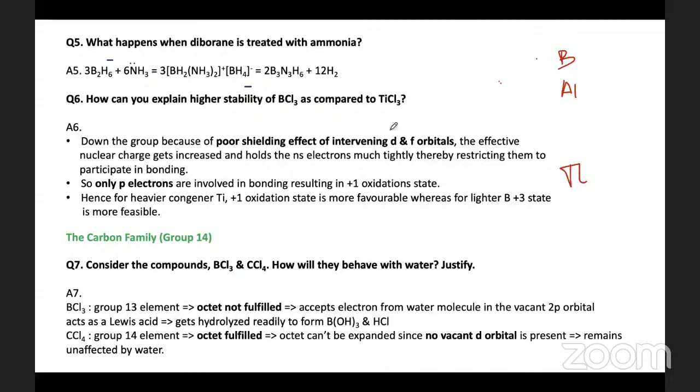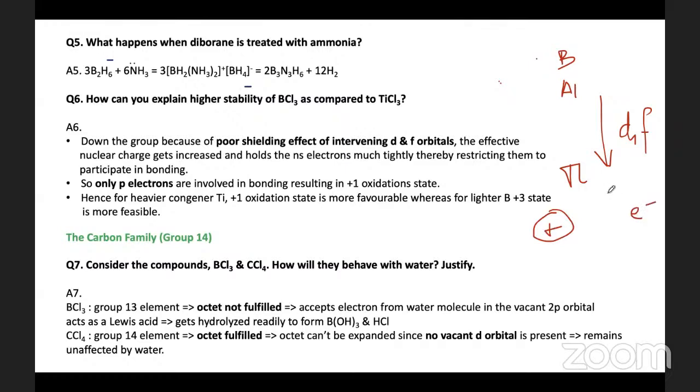So here, down the group, because of the poor shielding effect of the intervening d and f orbitals. Whenever we go down the group, d orbitals come into the picture, f orbitals also come into the picture. And we all know the shielding effect of d and f orbitals is very small. They cannot shield. That's why the effective nucleus exerts more pull on the electrons. So we have this nucleus and these electrons.